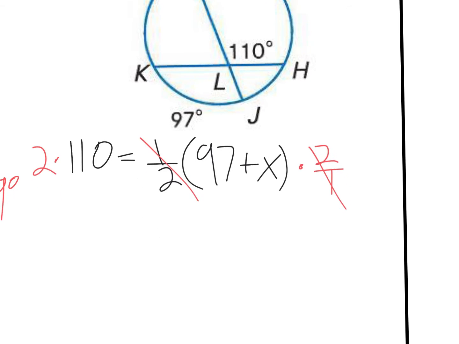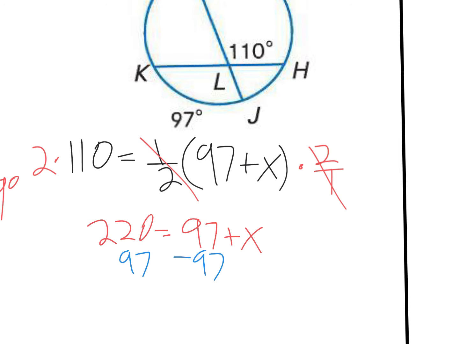And 2 times 110 is pretty easy to do. That's going to be 220 equal to, and now you don't have parentheses, 97 plus X. And so I'm just going to minus 97 to the other side. And 220 minus 97 is going to give me 123 degrees. And that's what X is.